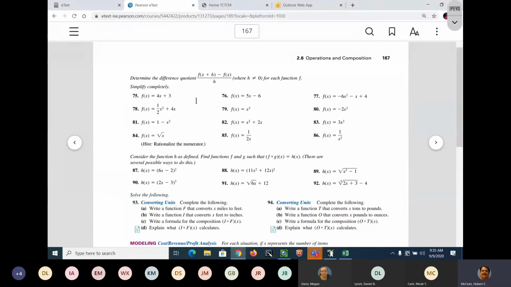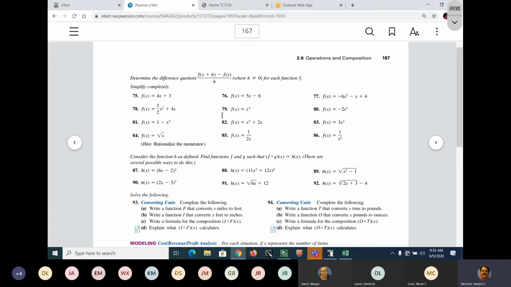Let's do one that y'all will skip because you're scared of. 78. Let's do 78. 78 says f of x is equal to 1/2 x squared plus 4x. Now, why would y'all shy away from that? Because it's got a fraction, and hell, y'all don't even know how to read a tape measure. And I mean y'all, I don't mean everybody in here, I mean just students. We got high school graduates can't even read a tape measure.